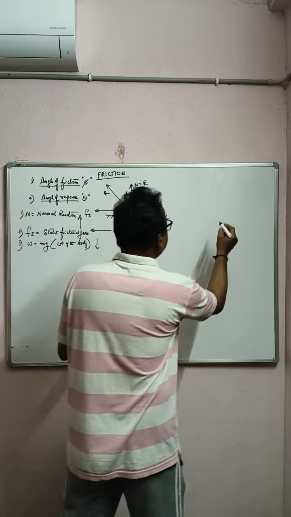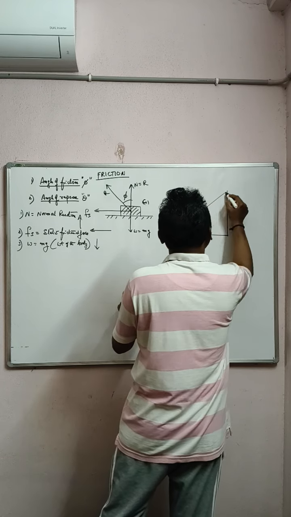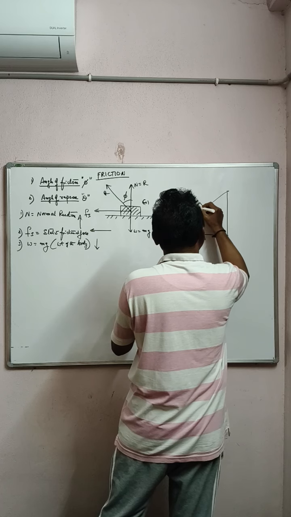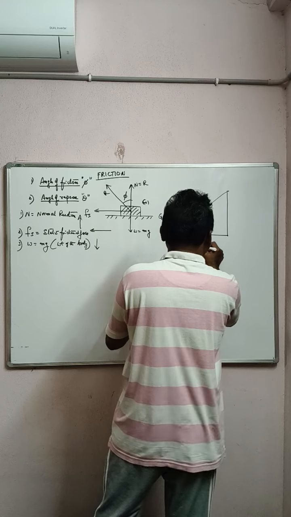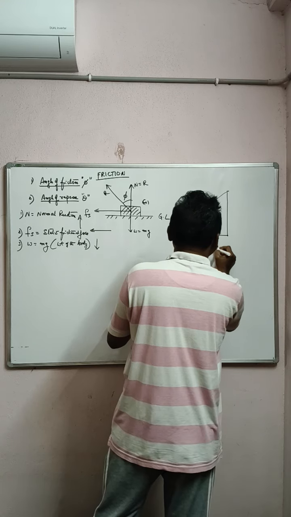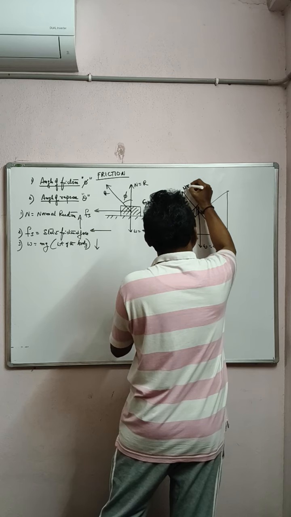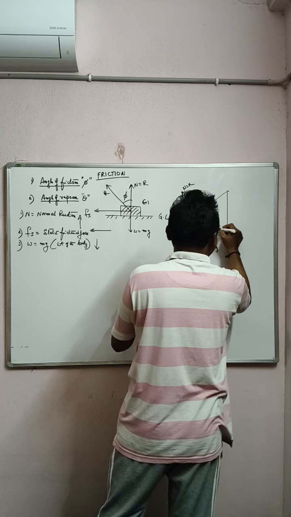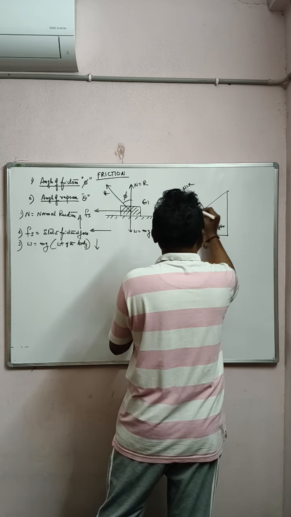In the same fashion, suppose you draw an inclined plane. Suppose this is an inclined plane making an angle theta. The same block is resting here with a mass m. So this is the weight acting in the downward direction, W is equal to mg, and these are the components: the normal force, mg cos theta and mg sin theta.